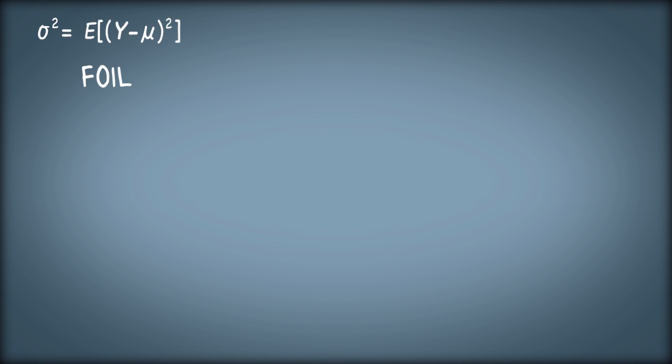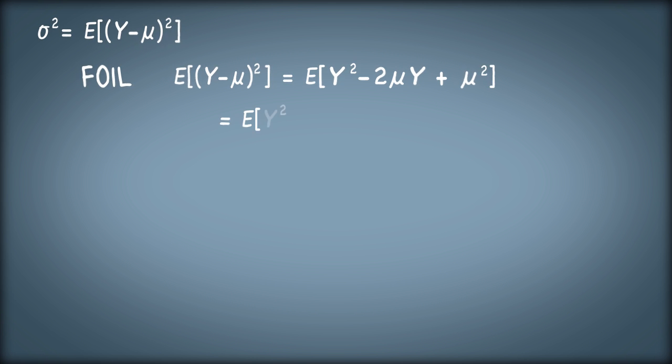We use the FOIL method to expand y minus mu quantity squared to y squared minus 2 mu times y plus mu squared. We carry the expected value operation through all the terms. We said y could take on several realizations. Can the number 2 take on several realizations? No, it's a constant 2. So the expected value of 2 is just 2. We can bring it outside of the expectation.